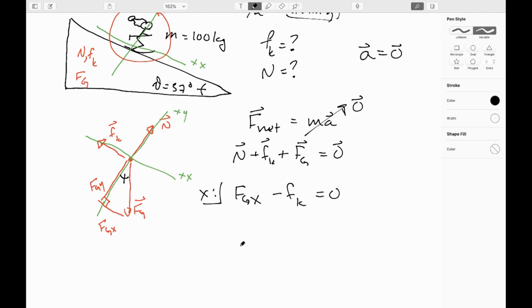So that equals 0. And then in the land of y, are there any forces or pieces of forces acting in the plus y direction? Yes, the normal force, all of it, and gravity, some of it, minus Fgy. And again, the y component of 0 is 0. All right, so we can solve both of these right away. This one gives me that Fk is equal to Fgx, and this one gives me that N, the normal force, is equal to Fgy.